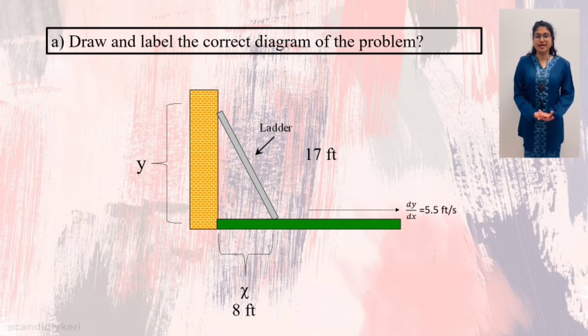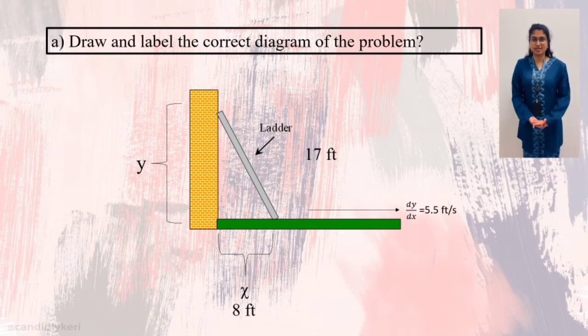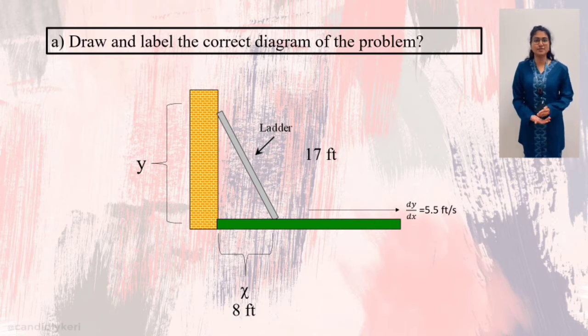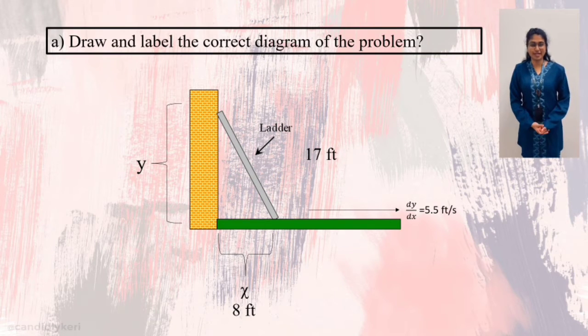The figure. Let x be the horizontal distance in feet from the wall to the bottom of the ladder. Let y be the distance in feet from the ground to the top of the ladder. According to the instruction given in the question, x will be 8 feet and y will be 15 feet. To get the value of y, we have to use Pythagoras theorem. And also there's a 17 feet ladder leaning against a building.